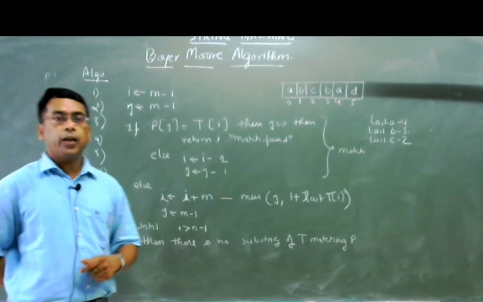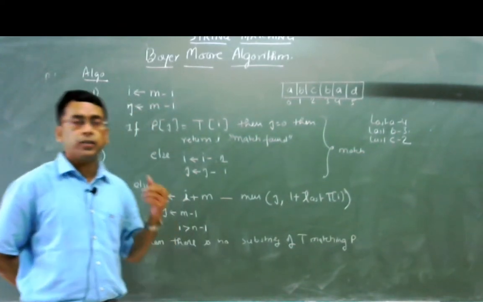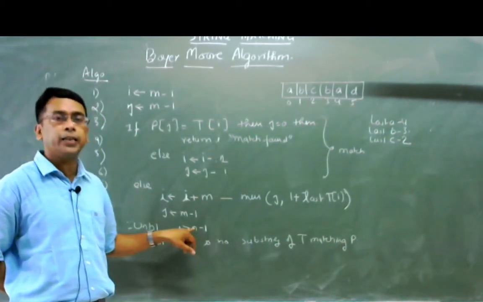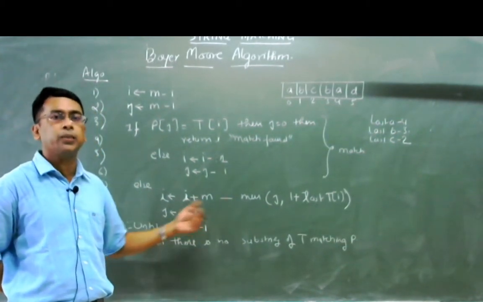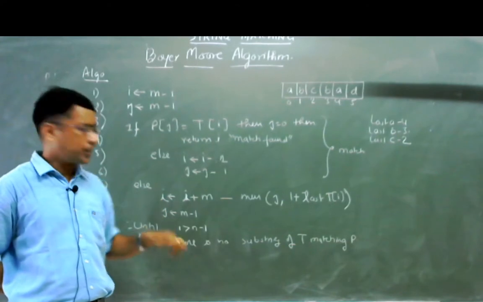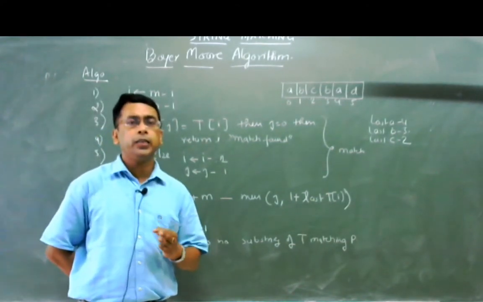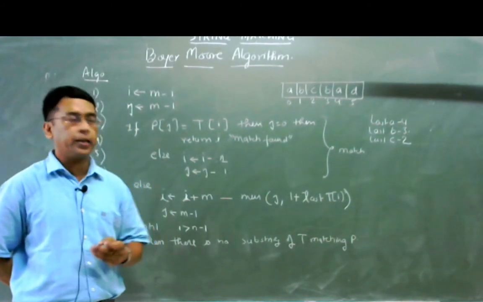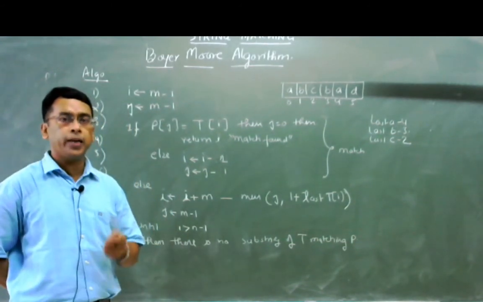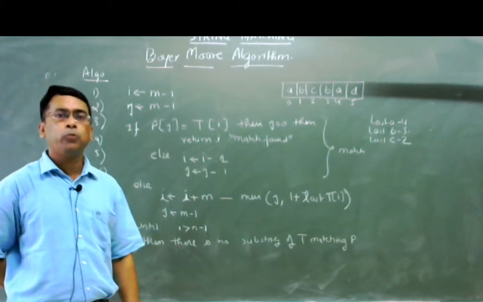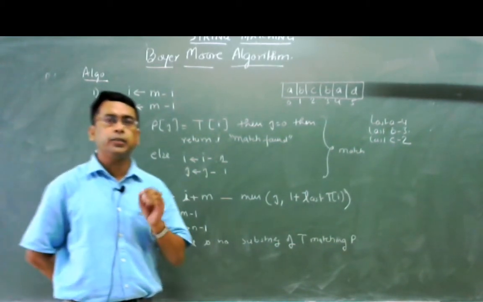If while traversing through the text it happens that i becomes greater than n minus 1, or reaches up to the length of the text, then we declare that no substring in T is the same as the given pattern, and we declare that there is no match found. So the Boyer-Moore algorithm is a very simple algorithm.